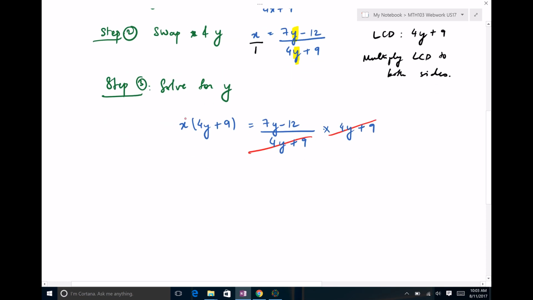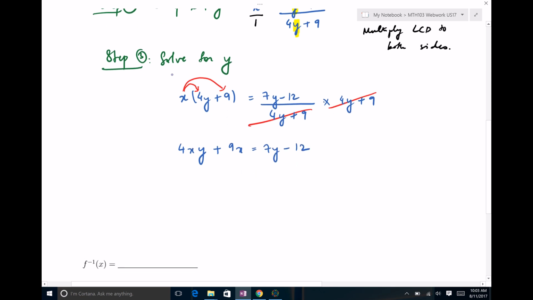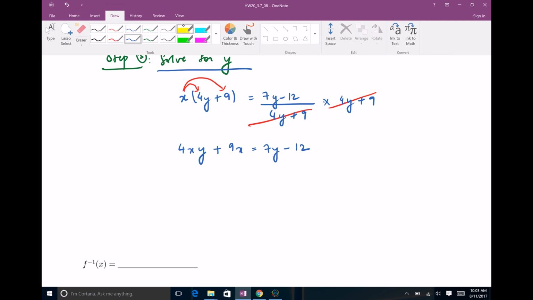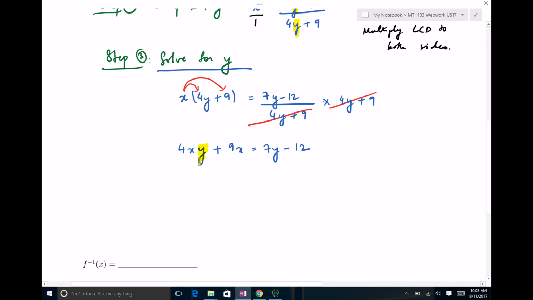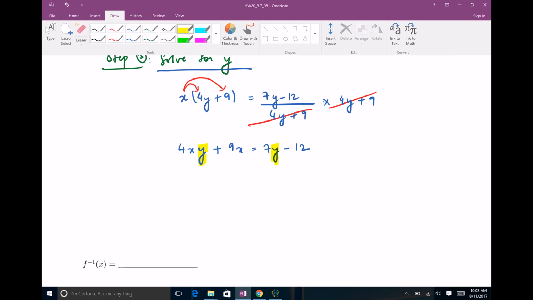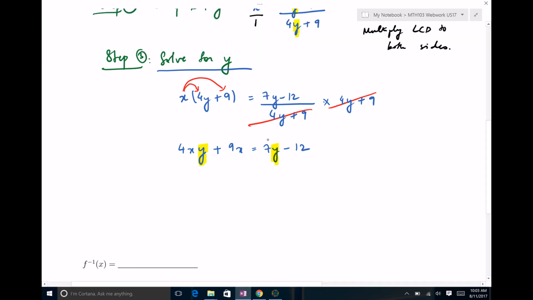And on the left hand side you want to be able to distribute the x to both of these terms to open the parentheses. So x times 4y is 4xy, and x times 9 is 9x. And on the other side I have 7y minus 12. Now remember, the goal is to solve this equation for y. So I'm going to highlight the terms that have y. These are the terms that have y, and the other two terms don't involve y. So I'm going to try to bring the terms that have y onto the same side and take the term that does not have y onto the other side.